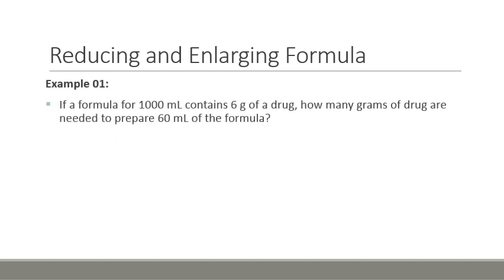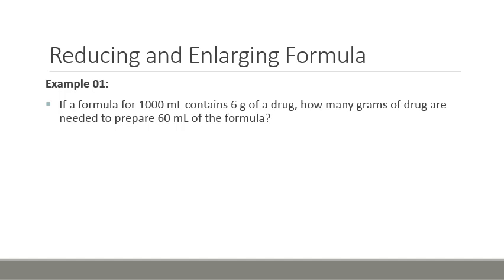So here is an example for the calculation of a preparation that contains one ingredient. The question is, if a formula for 100 ml contains 6 grams of a drug, how many grams of drug are needed to prepare 60 ml of the formula? That means the standard formula says that 100 ml must contain 6 grams of the drug, but here we want to make 60 ml of the preparation.